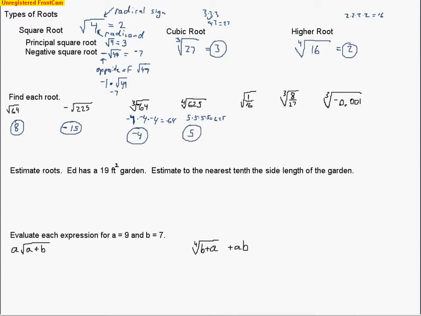Well, here we have a fraction underneath the radical sign. Well, one of the rules is you can break it into separate radicals. And so I can break this into the square root of 1, which is just 1, and the square root of 16, which is 4. So that is my answer, 1/4.